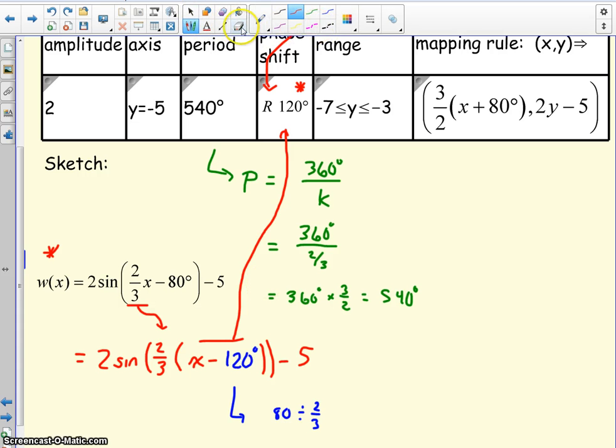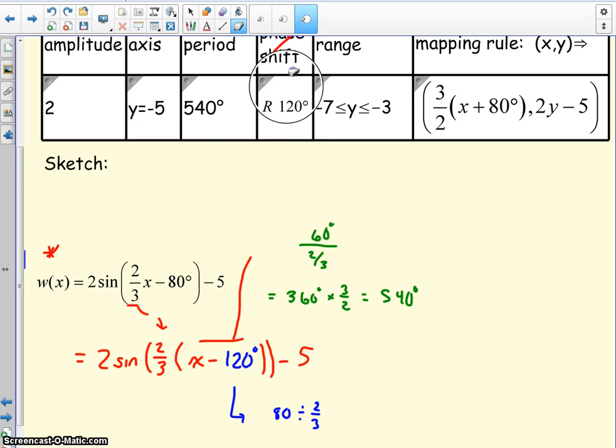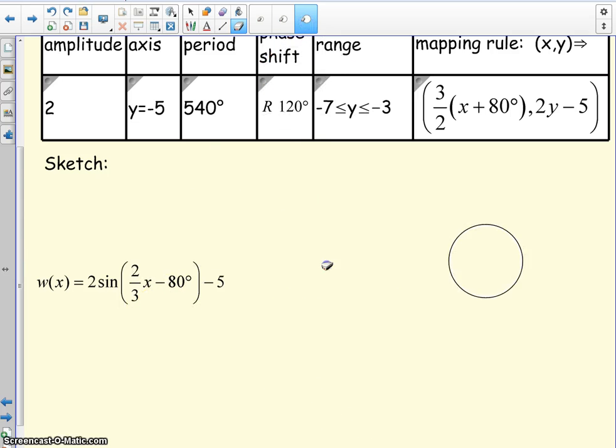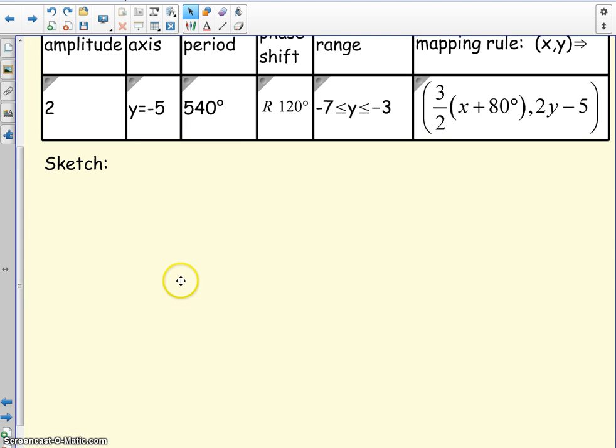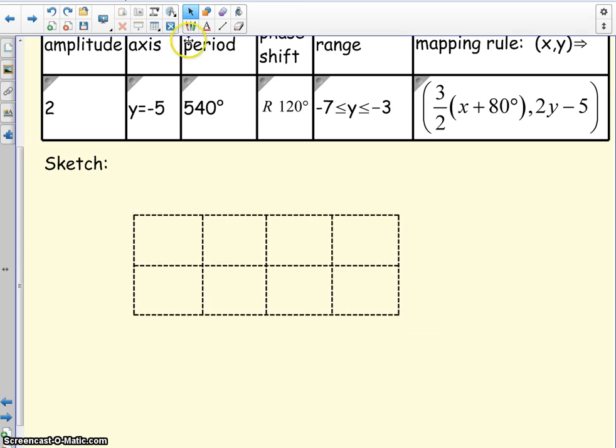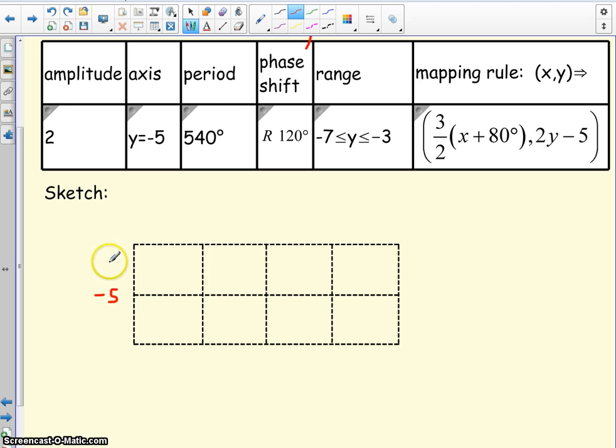Okay, so let me just clear a lot of this out of the way. So for our sketch, y values first. Axis goes in the middle, put your -5, amplitude is 2. You go up 2 to get -3, down 2 to get -7. Okay, my phase shift is right 120, so I start my cycle there. I end it 540 degrees later, so 120 plus 540 is 660 degrees.